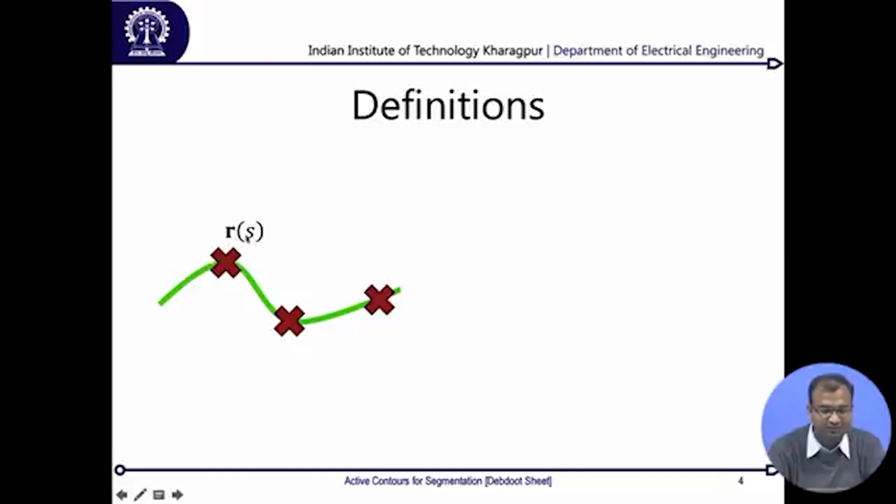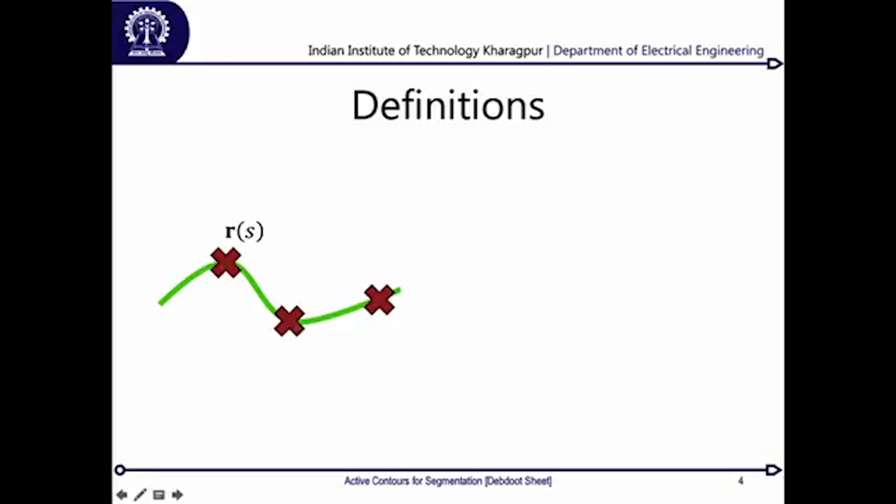Now if you look over here, this R is a vector, so this R is basically an XY coordinate couple, just a coordinate representation. So every point is a representation of x comma y in this coordinate space, and S is a number which denotes which particular point you are taking along this contour. So over here S is equal to 1, this is S equal to 2, this is S equal to 3, and so on and so forth.